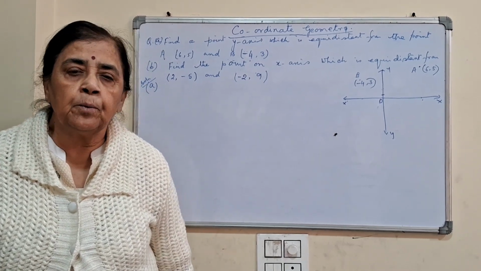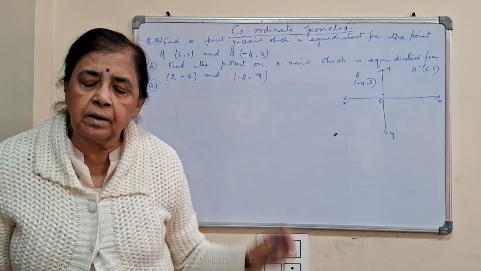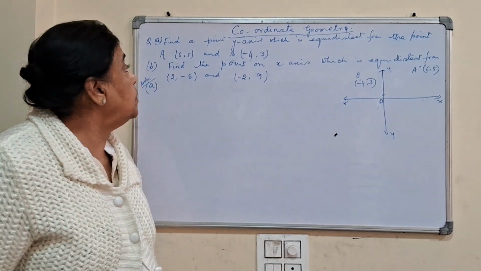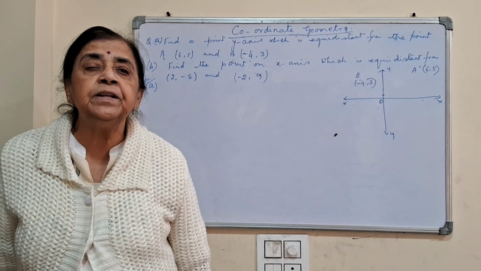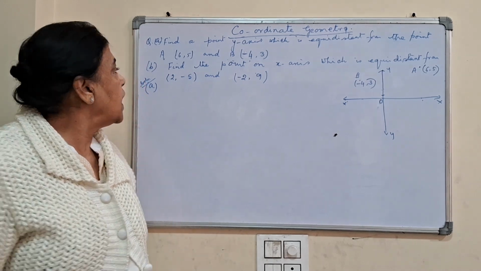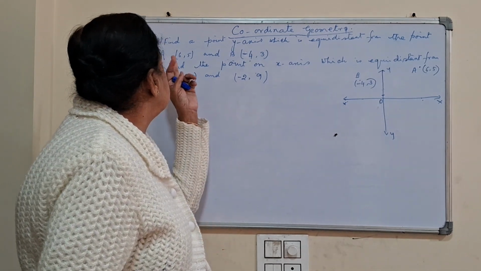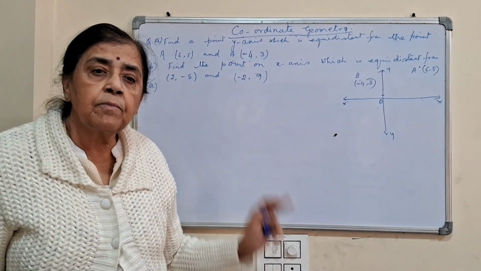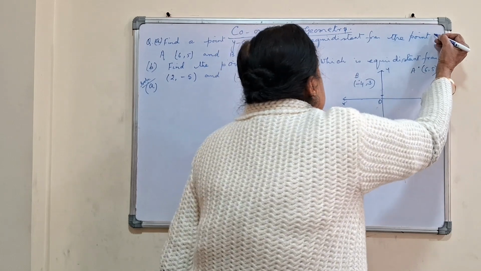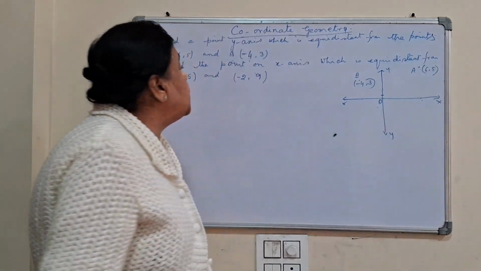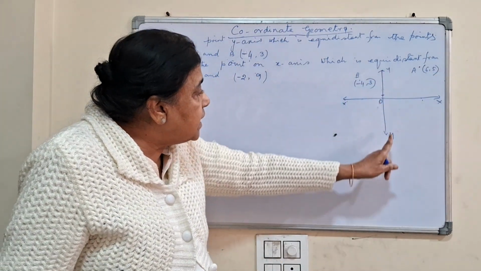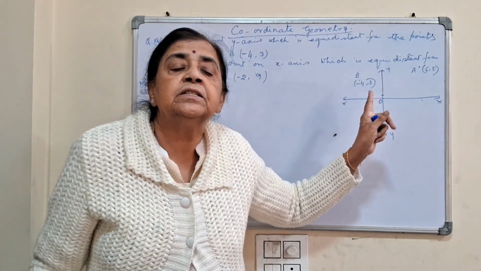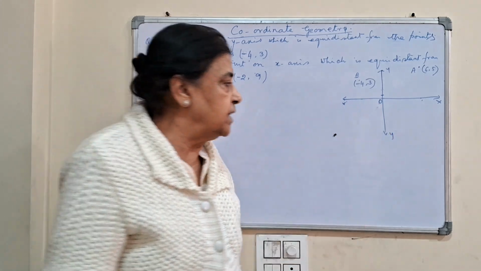We will start with the problem. This is question number, part A. Find a point on the y-axis which is equidistant from the points A (6, 5) and B (-4, 3). Any point on the y-axis has x equal to 0 and y can be anything.